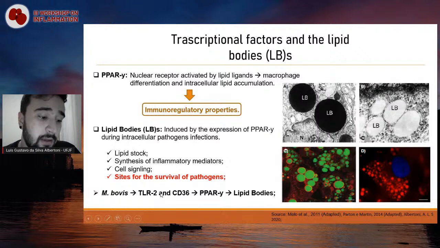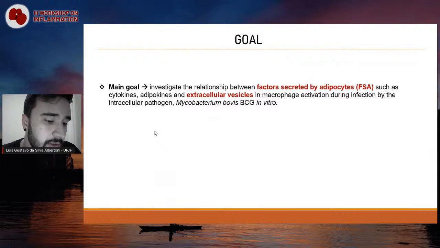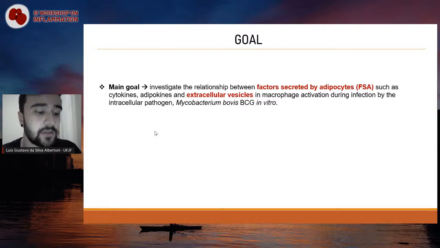And M. bovis BCG induces the formation of these lipid bodies through TLR2 and CD36 that activate the PPAR gamma pathway that induces the lipid bodies in situations of infection. So, our main goal is to investigate the relationship between factors secreted by adipocytes, the FSA, such as cytokines, adipokines, and extracellular vesicles, and macrophage activation during the infection by the intracellular pathogen Mycobacterium bovis BCG in vitro.